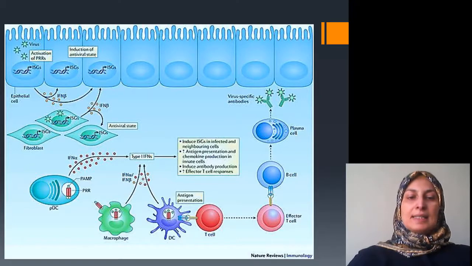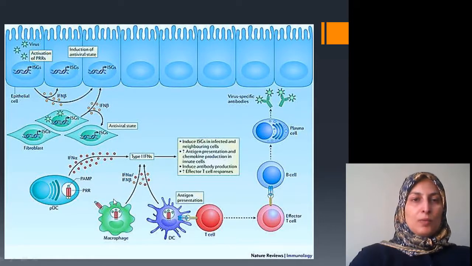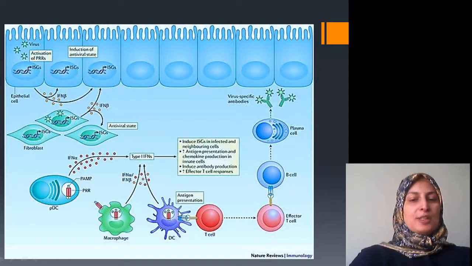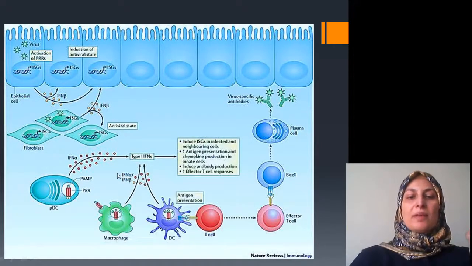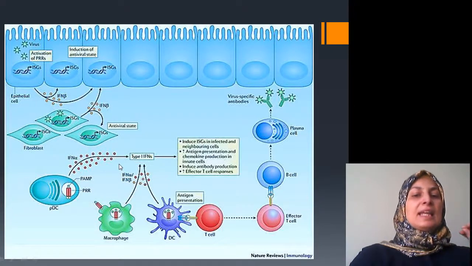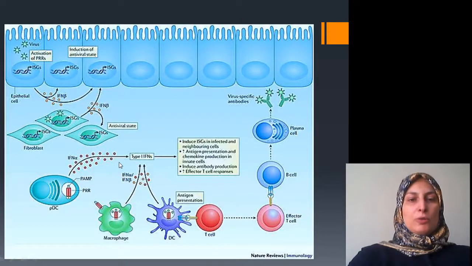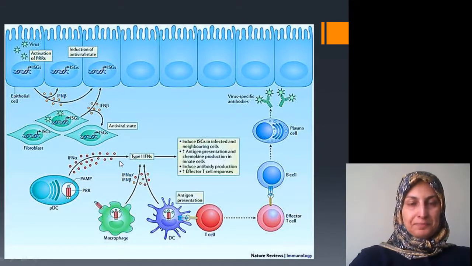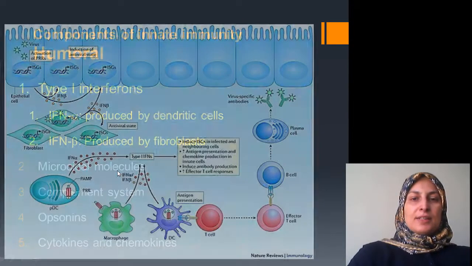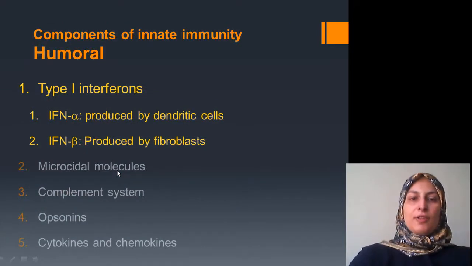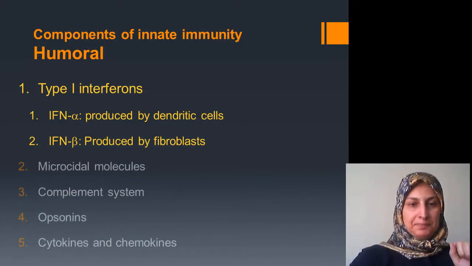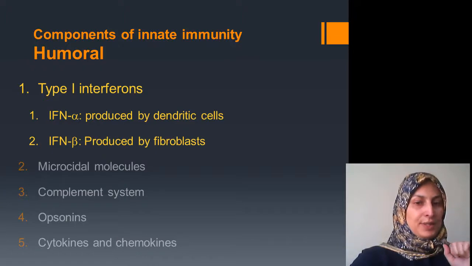The other part is that the interferons would also stimulate other white blood cells like macrophages and dendritic cells. They would start informing them that they need to recruit other cells if needed to control this viral infection. So this is the first part of the humoral immune response, the interferons.